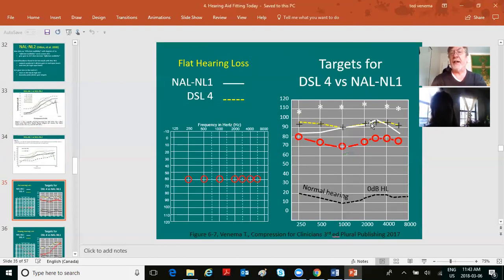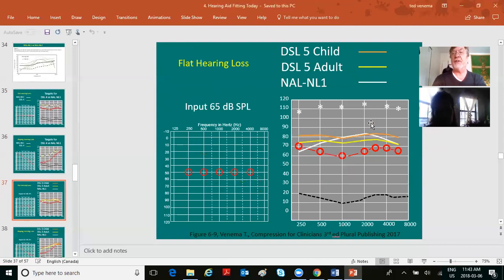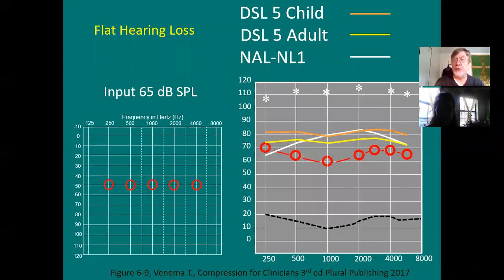And hence the comparison, looking at NL1 versus DSL4, NL1 versus DSL4, and now DSL5 versus NL1. Now DSL5 had 2 versions, one for kids, one for adults. For children, it always wanted more because children are learning language and they need all the hearing they can get. DSL5 for adults is yellow. That's the one to concentrate on, because we as HISs are fitting adults. So look at NL1 in white and DSL5 in yellow. And when you do, you can see that NL1 is giving more output in the mids, less in the very lows, and similar in the highs for this flat 50 dB loss.